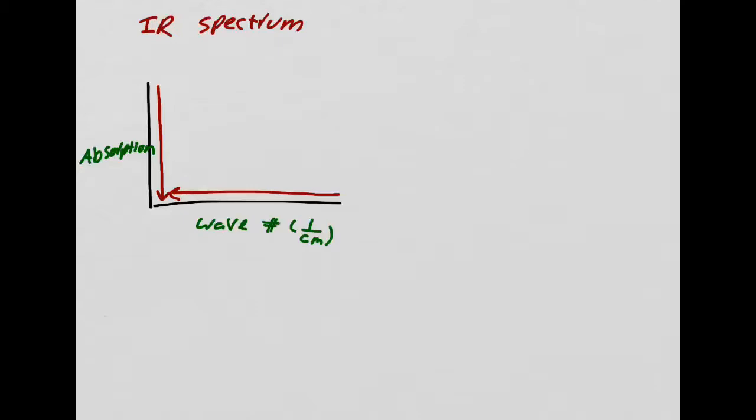Now, let's go over this one more time. What is the most useful information you can get from IR? Functional group. Oh my goodness, I can't spell. It's so hard to spell in this. Alright, functional groups are the most useful information you can get out from IR.